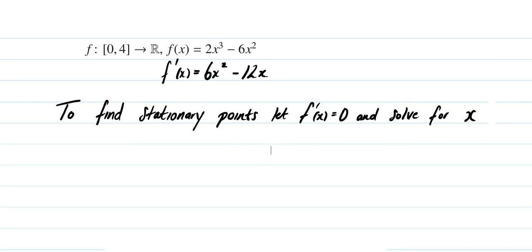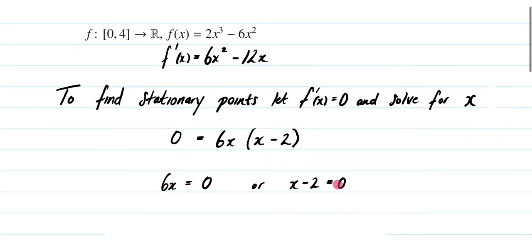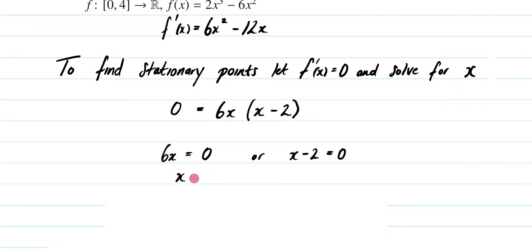So let's now do that. So I'm going to go 0 is equal to, and I'm going to factorize this so I can take 6x out, which is going to leave me with x minus 2. And now what I can do is say, well, let's set each of these equal to 0. So I'm going to get 6x is equal to 0, or x minus 2 is equal to 0. So I'm going to get x is equal to 0 and x is equal to 2. So these are my stationary points.